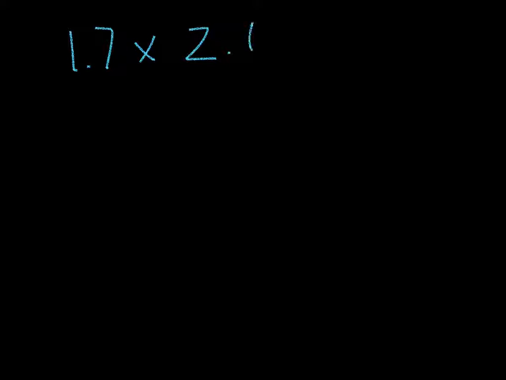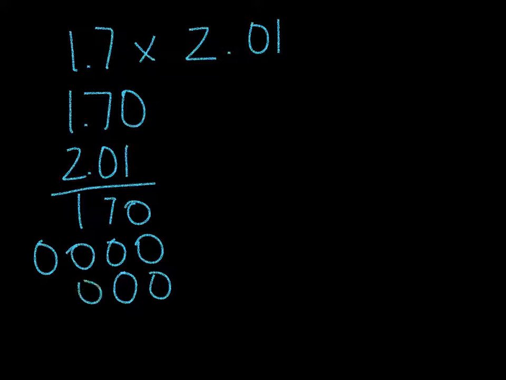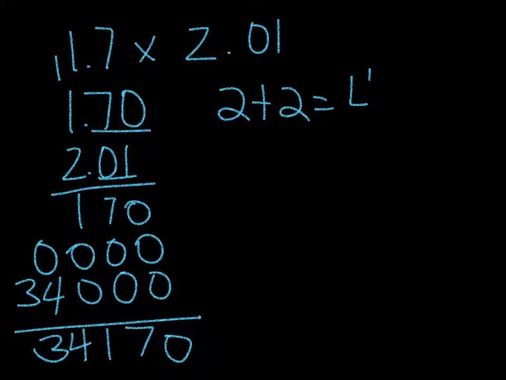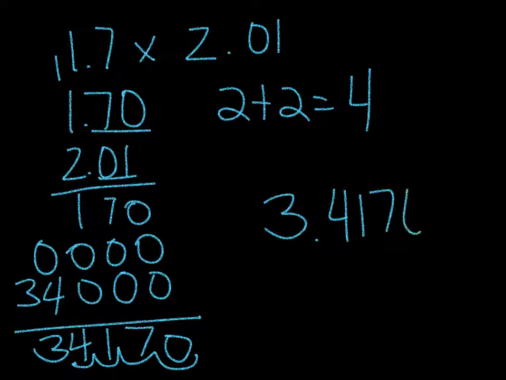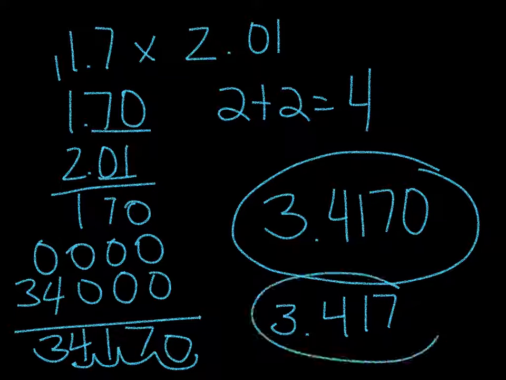1.7 times 2.01. I need to write that lining up my numbers. I added a 0 behind the 7 just for my own help. Now you go through and you do the actual multiplication, which here you can see I'm doing it pretty quickly. And then I add my answers up again at the end. Count my numbers behind the decimals. Because I added that 0, I'm going to add that in. 3.4170. Now, if you did not add a 0 as a placeholder, your answer would just be 3.417. There would be no 0 at the end.